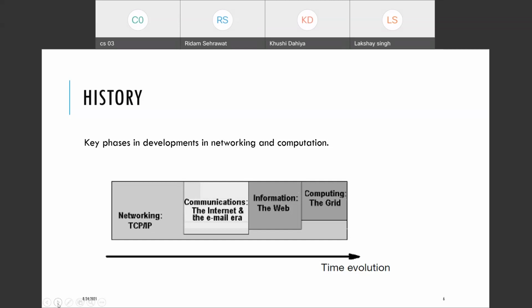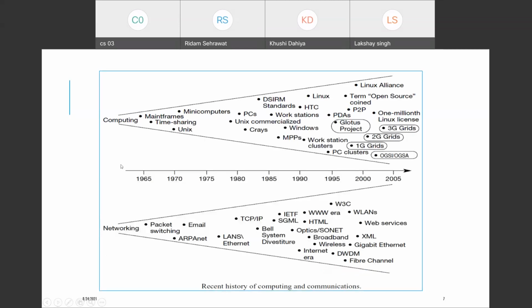No, ma'am. Okay, so next we have this historical diagram, representing 1965 to 2005. They have included up to 2005 in your book. So what are the things that were introduced in computing and in communication? First see the below diagram, which is for networking, like for communication.